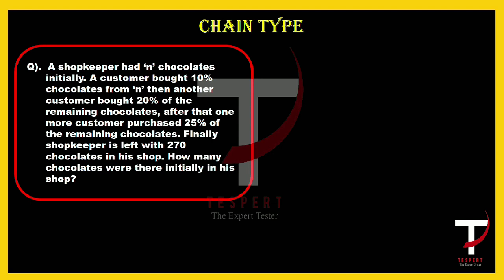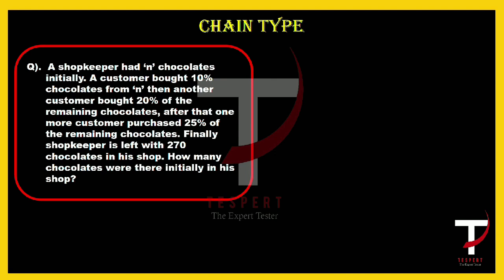I will explain why these types of questions are called chain type. So we will look into this question now. A shopkeeper had n chocolates initially. A customer bought 10% of the chocolates from n, then another customer bought 20% of the remaining chocolates. After that, one more customer purchased 25% of the remaining chocolates. Finally, the shopkeeper is left with 270 chocolates in his shop. How many chocolates were there initially in his shop?